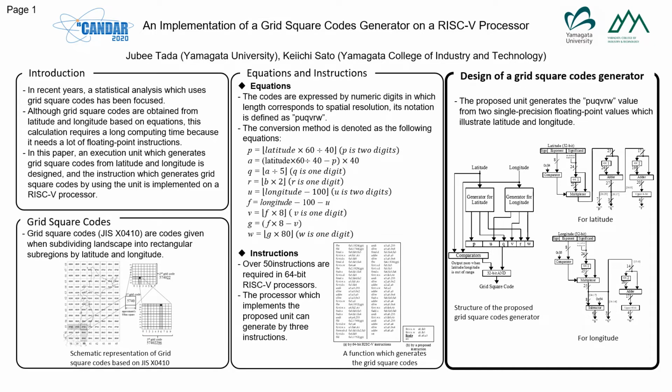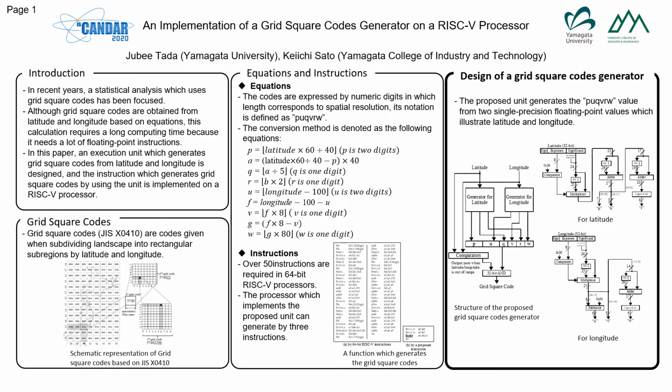These figures show the structure of the proposed unit. The proposed unit generates the PQRUVW value from two single precision floating point values which represent latitude and longitude. The behavior of the proposed unit is as follows. At first, it is confirmed whether the input latitude and longitude are within an appropriate range. If latitude or longitude is out of range, the output value is set to 0. Next, P, Q, and R are generated by latitude. At first, the exponent field is checked, and the temporary value is 1 bit left shifted or not.